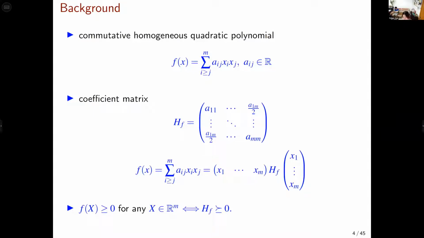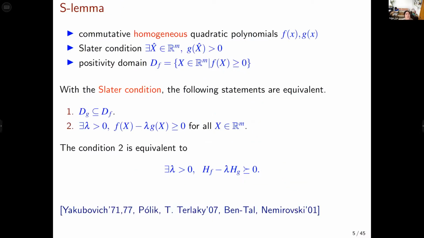And from this relation, we get the property that f(x) is greater than or equal to 0 for all real vectors x if and only if the coefficient matrix HF is positive semi-definite, and it's clear. Then this is the S-Lemma for the commutative case.